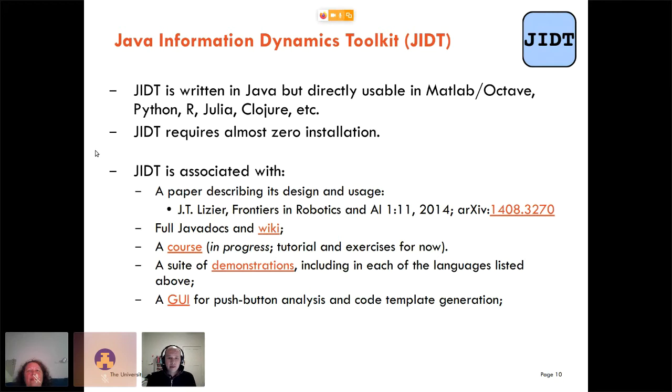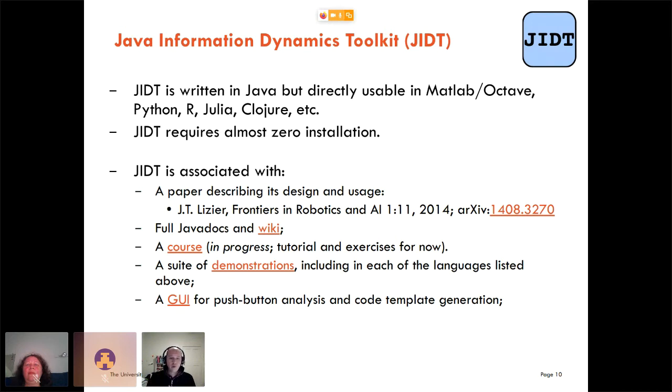A couple more details about JIDT. The J stands for Java. That's only because it's written in Java. It's directly usable in MATLAB, in Python, and many other languages as well, and requires pretty much zero installation. Asterisk, see details later. Coming with it is a paper describing its design and usage. There's a fairly large wiki that comes with it as well. You've seen some of those links there already.